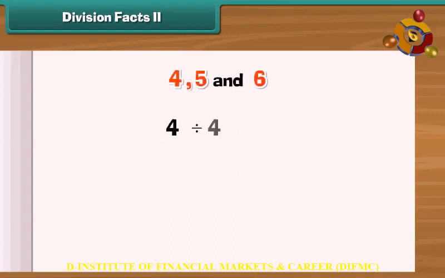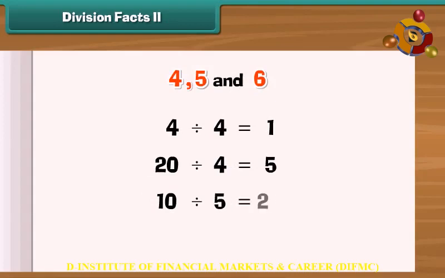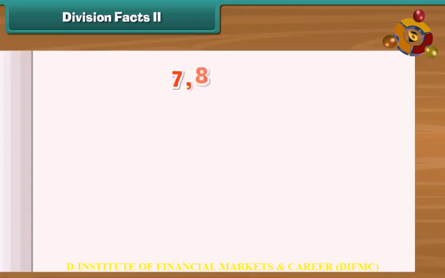4 divided by 4 is 1. 20 divided by 4 is 5. 10 divided by 5 is 2. Similarly, 18 divided by 6 is 3. Now it's time to know the division facts of 7, 8 and 9.